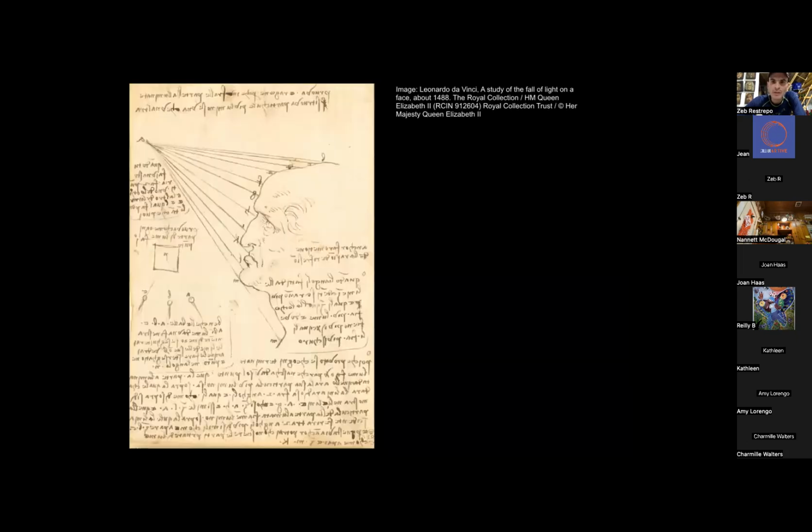So here we have Leonardo da Vinci, a study of the fall of light on a face, about 1488. You can see that da Vinci here is trying to explore the ways in which value hits the profile of a figure. Of course, the notes are kind of cryptic, but we get an idea of where the light source originates from and how it might affect the flesh and particular areas of the face where the light will reflect or be blocked, but we'll look at this more later.